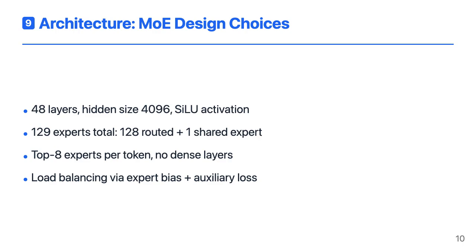Architecturally, Solar Open is a sparse MoE transformer with 48 layers and a hidden size of 4096, using the SiLU activation function. There are 129 experts in total: 128 routed experts, plus one shared expert that acts as a safety net when routing is uncertain. For each token, the router selects the top 8 experts. Unlike some other MoE models, Solar Open uses MoE layers throughout, with no initial dense layers. To keep training stable and avoid expert collapse, they combine expert bias with a sequence-wise load balancing loss, tuned through ablations on a smaller prototype.